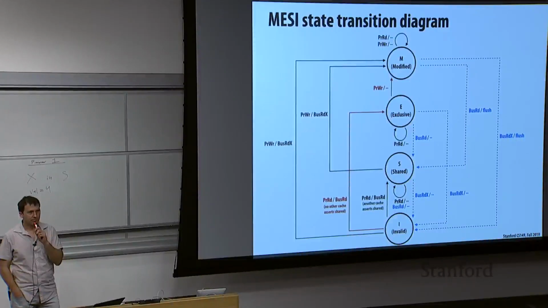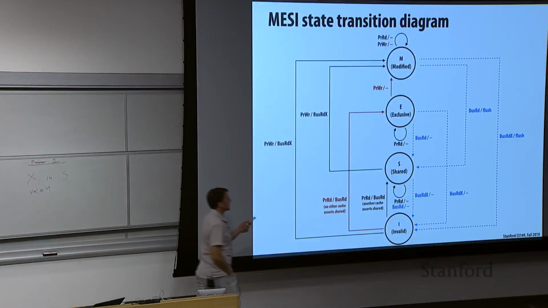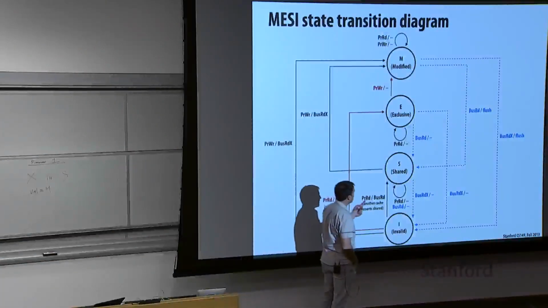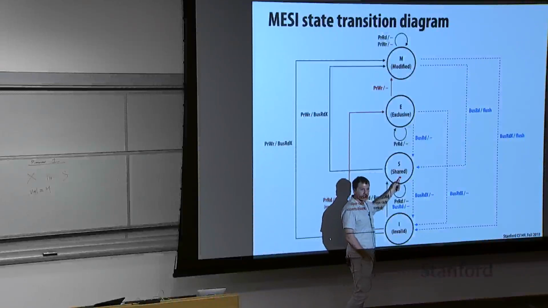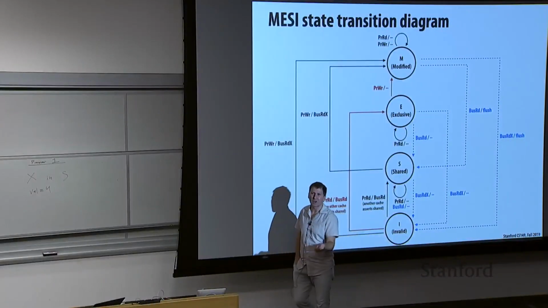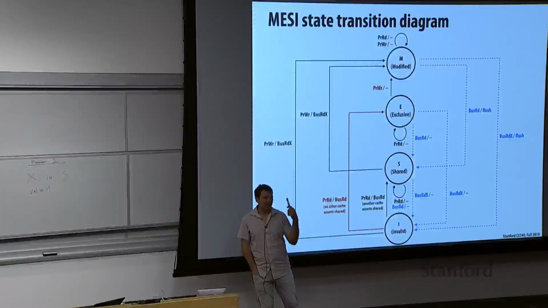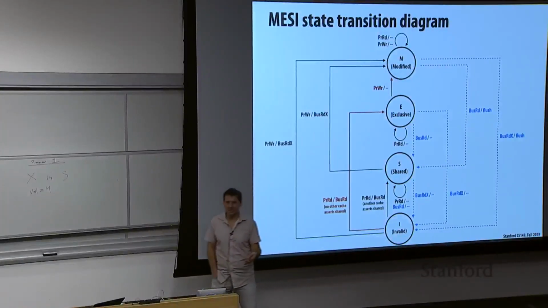You'd have to tell all the other processors to go invalid. So you would have it in your shared state, and then every time you wrote to it, you'd have to tell all the other processors, hey, I'm writing again. Do you have it still? So that kind of almost defeats the value of the shared state.